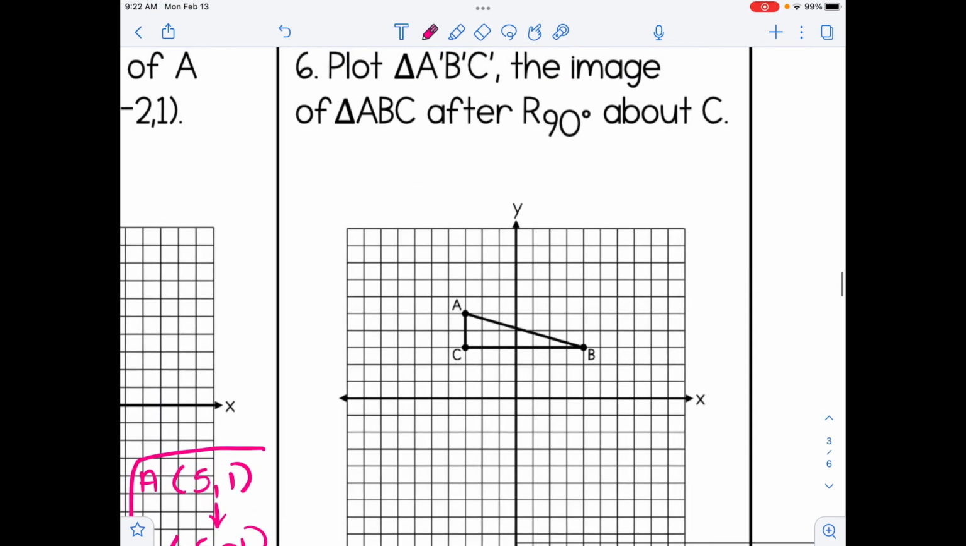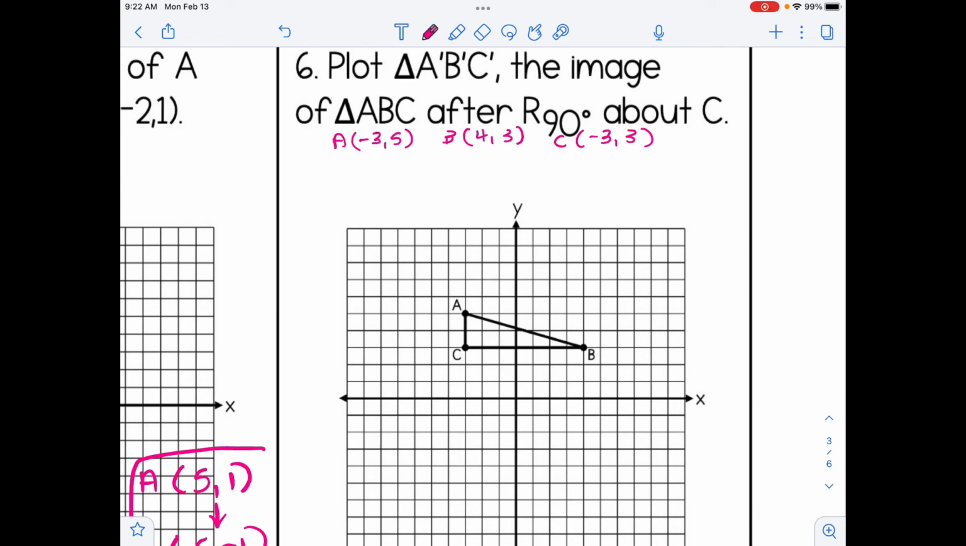So before we get started, I'm just going to jot down what the coordinates of A, B, and C are. So it looks like in this case, A is -3, 5. B is 4, 3. And point C is -3, 3. Okay, so now it says plot triangle A prime, B prime, C prime, the image of triangle ABC after a rotation of 90 degrees about C.